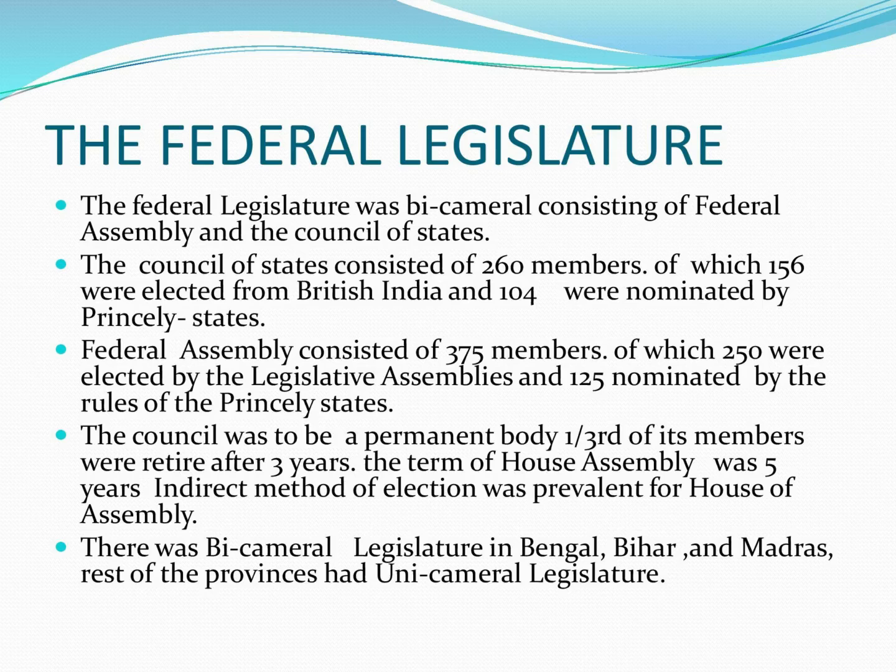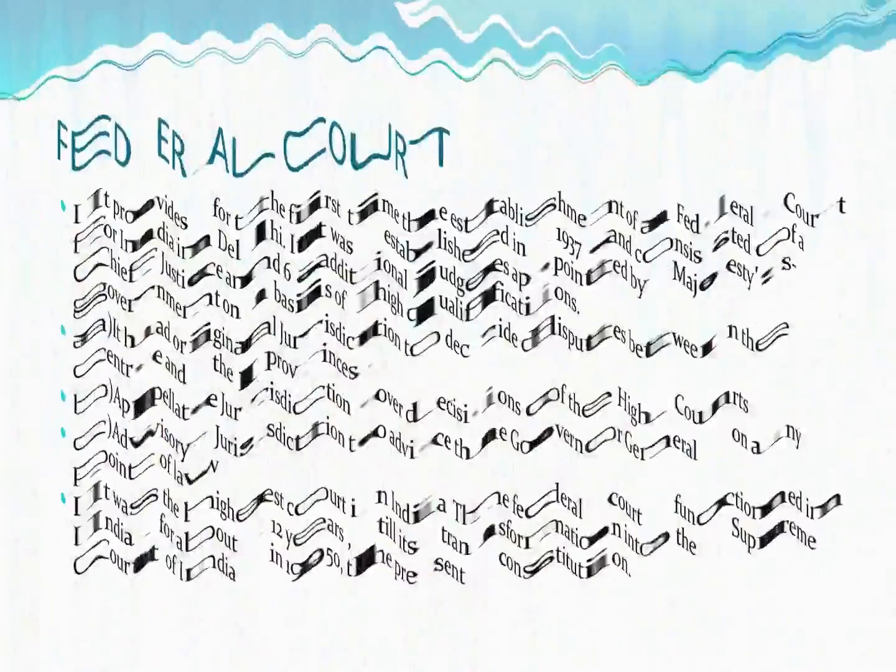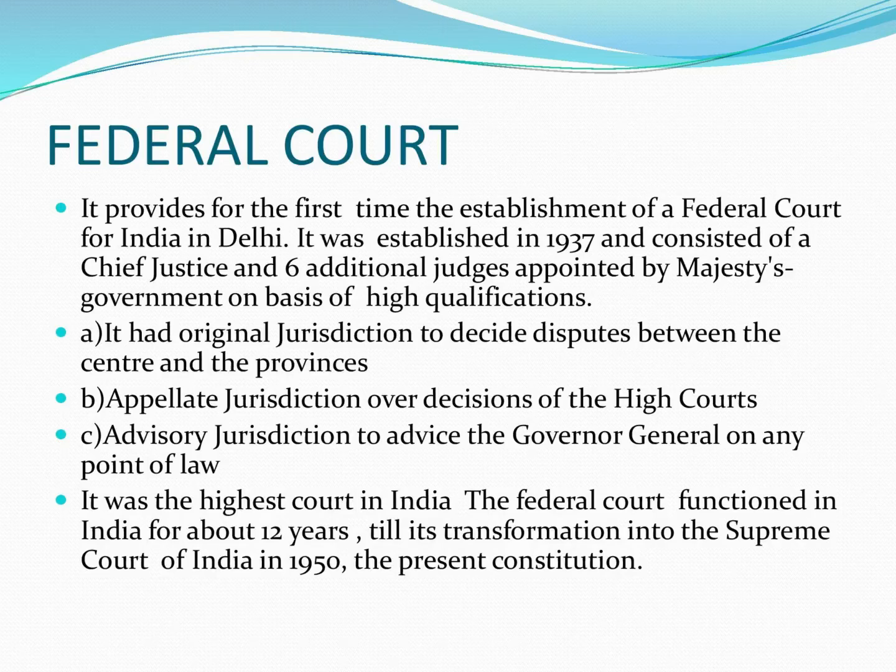So first of all, what are the provisions incorporated by this act? First, establishment of the federal government, followed by distribution of power between the federal list, provincial list and concurrent list. Then establishment of diarchy at the center. Then the fourth, the federal legislature composed of the Council of State and the Federal Assembly. The next provision incorporated by the Act of 1935 was the Federal Court. It provided for the first time the establishment of a Federal Court for India in Delhi.